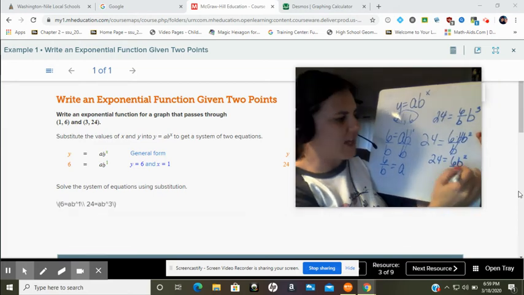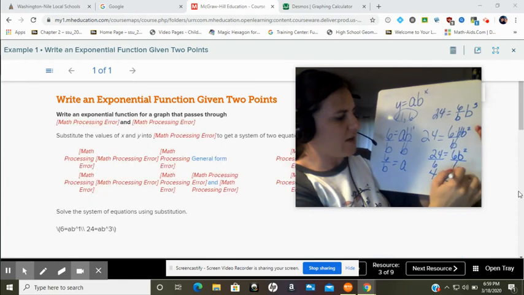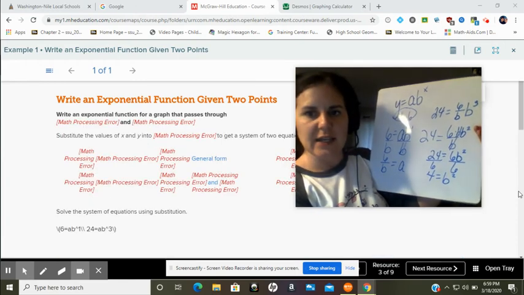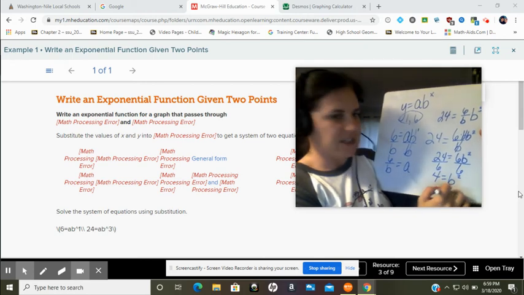I'll get b all by itself. Divide both sides by 6, and 4 is b squared. I don't want b squared, I want b. So if I take the square root of both sides, I get b is equal to 2.